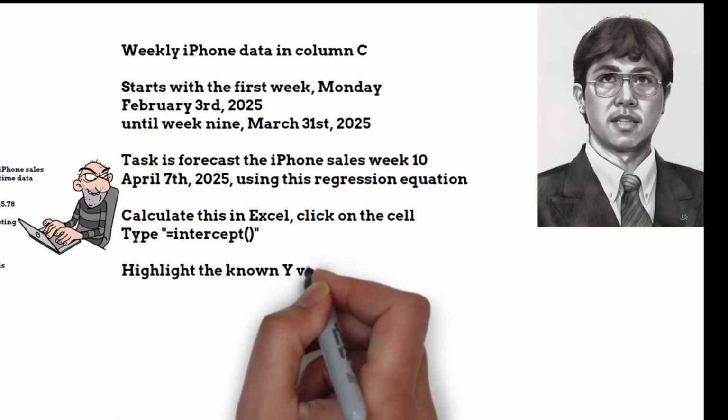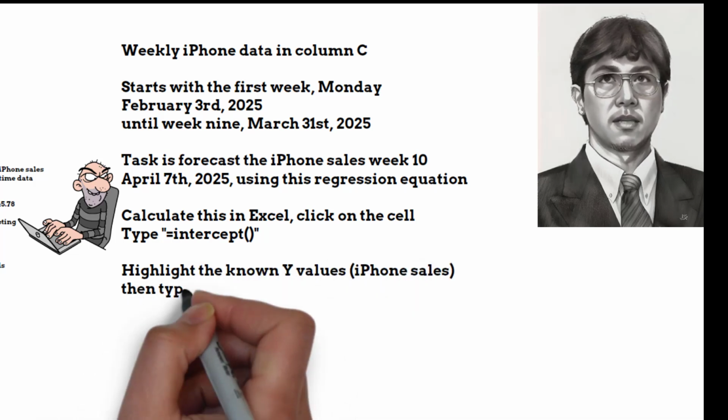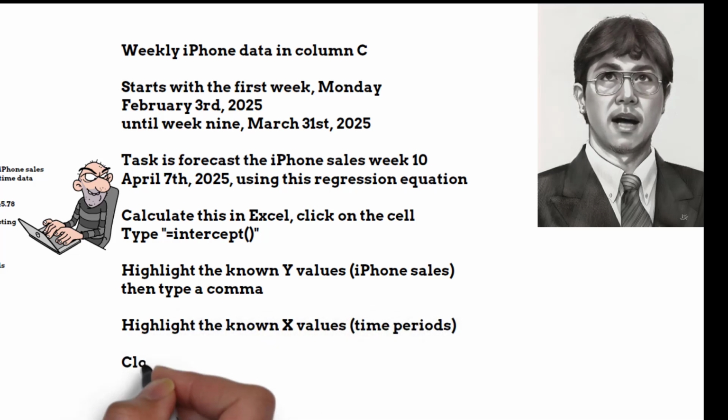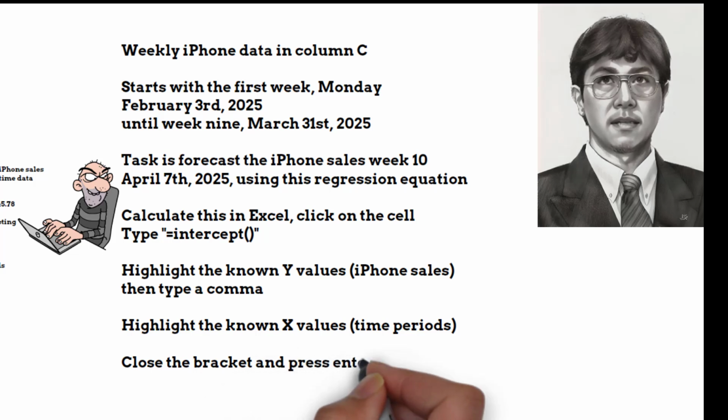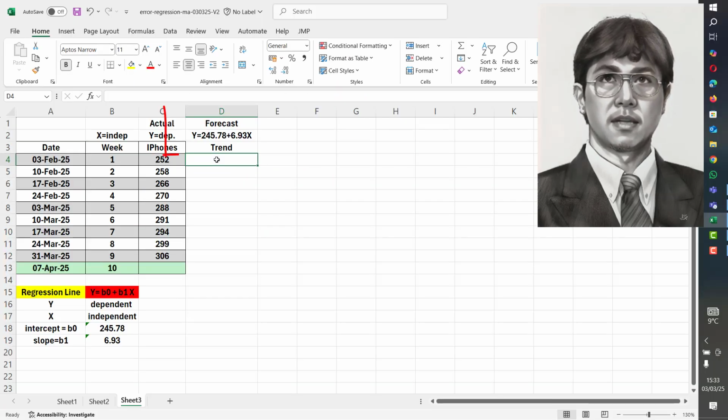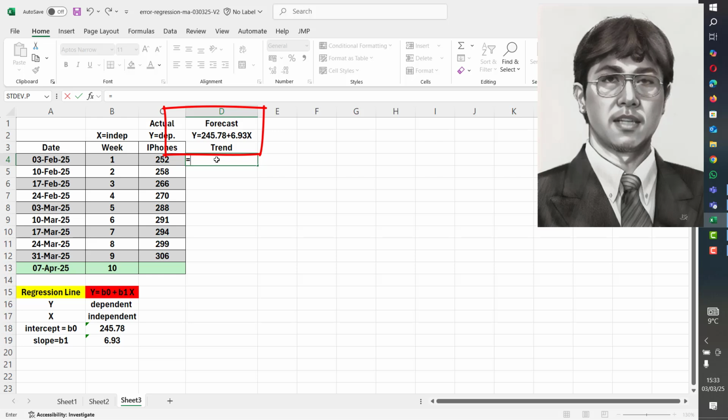To calculate this in Excel, click on the cell where you want the result, then type equals intercept. Highlight the known y values, iPhone sales, then type a comma. Next, highlight the known x values, time periods. Close the bracket and press enter. You can calculate the slope similarly, type equals slope, highlight the known y and x values, and press enter. This will give you the complete regression line equation, y equals 245.78 plus 6.93 multiplied by x.